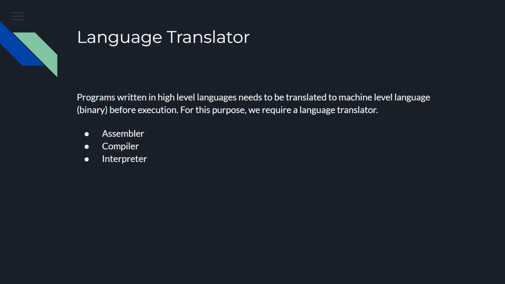So programs written in high level language need to be translated to machine level language, binary, before execution, because a computer does not understand high level language. It only understands binary or machine level language.